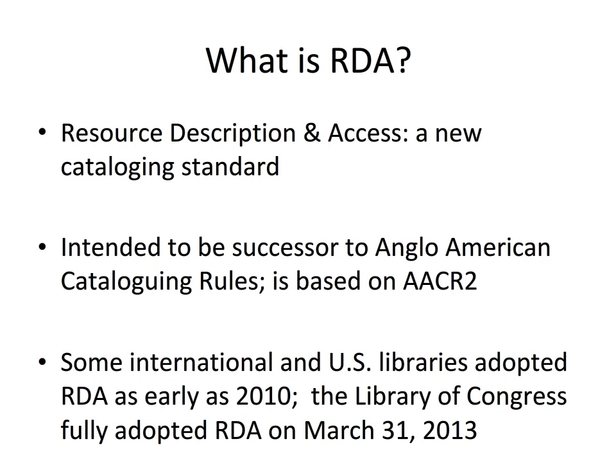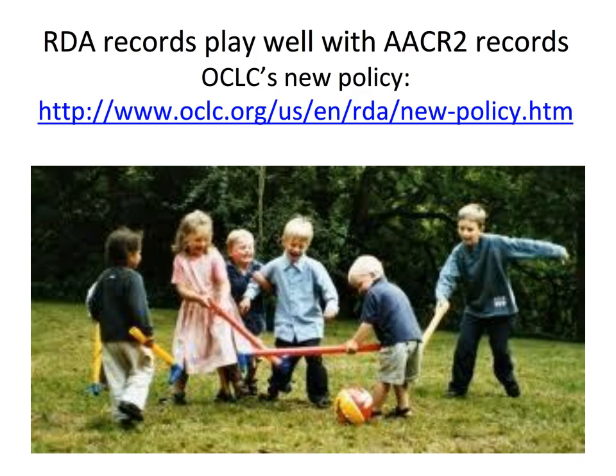At Kent State University, we have been actively preparing ourselves for RDA since 2009. We've received and accepted copy cataloging in RDA since 2011. In January 2013, we began original cataloging in most formats in RDA. At that time, we also began creating authority records in RDA. We switched to doing all original cataloging in RDA at the same time as the Library of Congress, March 31st, 2013. One thing to remember is that RDA records are compatible with AACR2 records.